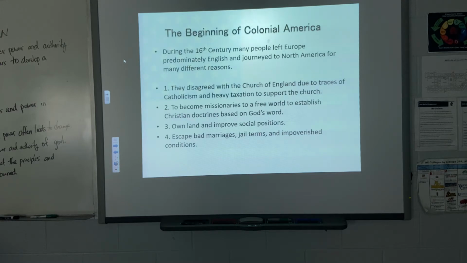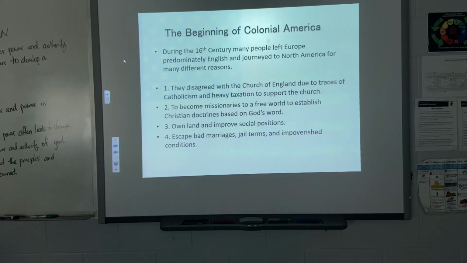Many people left Europe, predominantly English, and journeyed to North America for many different reasons. Your most notable reasons are here, 1 through 4. They disagree with the Church of England due to traces of Catholicism and heavy taxation to support the church. As we said in the Puritan lecture, the Puritans took more of a direct relationship with God, whereas the Catholic denomination has to look towards a mediator. So they didn't agree with that, and this led to a break from the Church of England, which was, of course, heavily influenced by the Roman Catholic Church.